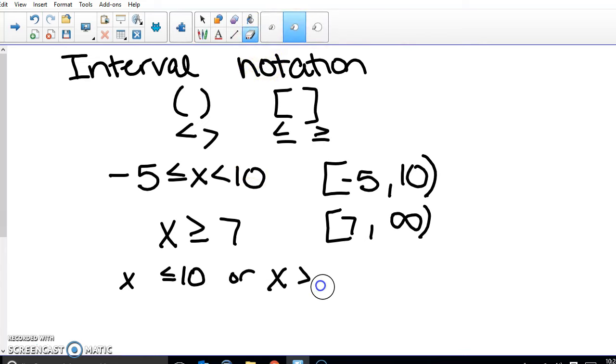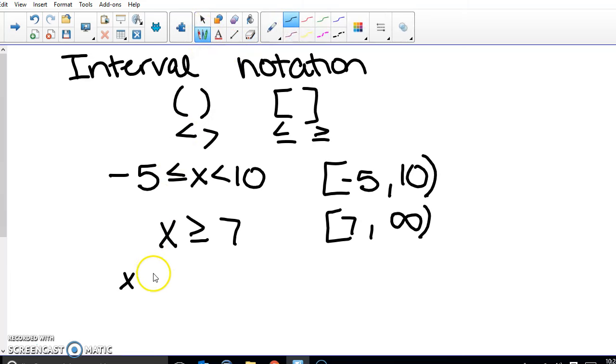Actually, we're going to do x is less than or equal to negative 10, or x is greater than 5. That makes better sense. So here we have all of the values less than negative 10, or a solution set could also include all the values greater than 5.